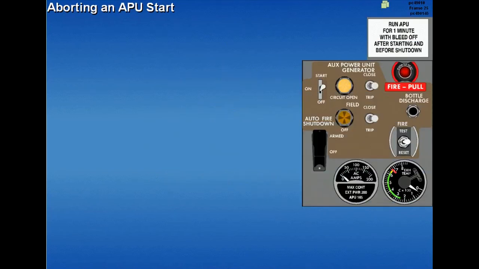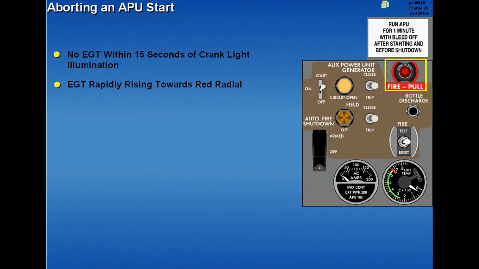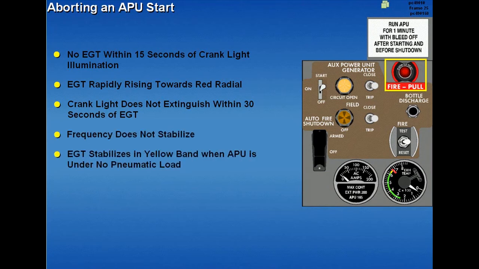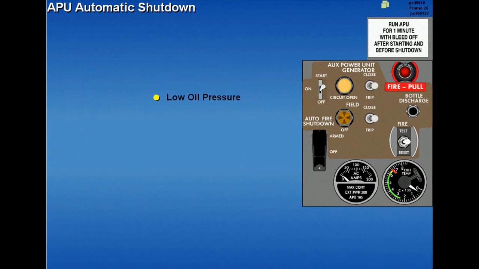Should any of the following conditions occur, the APU fire switch should be pulled to abort the start. No EGT indication within 15 seconds of crank light illumination, EGT rapidly rising towards the red radial, APU crank light does not extinguish within 30 seconds after EGT indication, frequency does not stabilize, EGT stabilizes in the yellow band when the APU is under no pneumatic load, or APU torching is observed. If low oil pressure, overspeed, or an APU fire is sensed, the APU shuts down automatically.